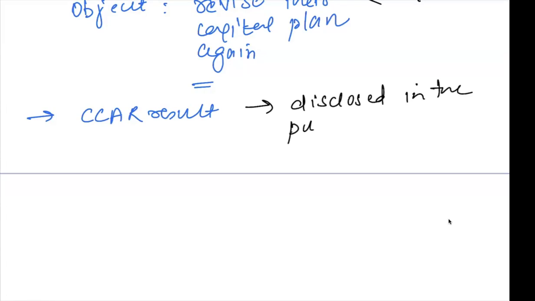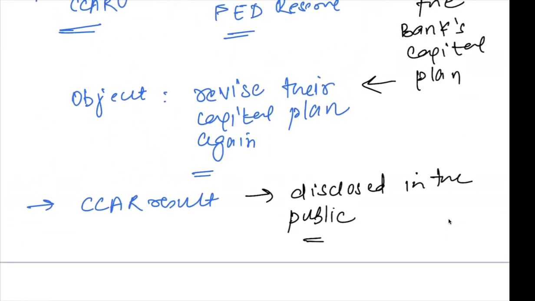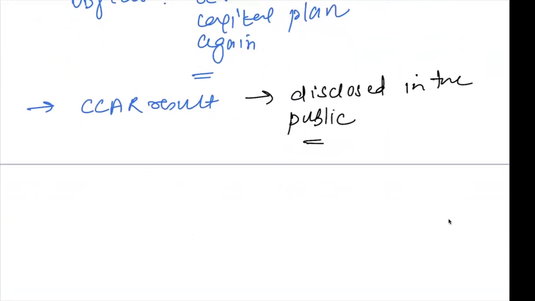Why does the Federal Reserve disclose the results to the public? It is so that there is transparency maintained by the banks to all the borrowers and all the shareholders. This is just to make you understand what happens after the banks perform CCAR. So now moving on to DFAST.